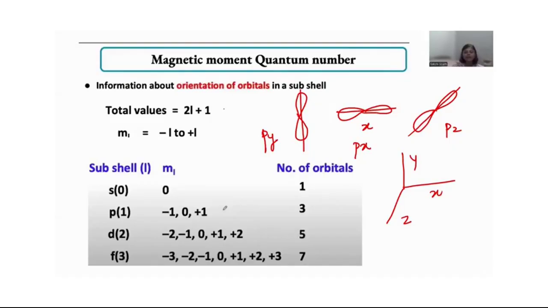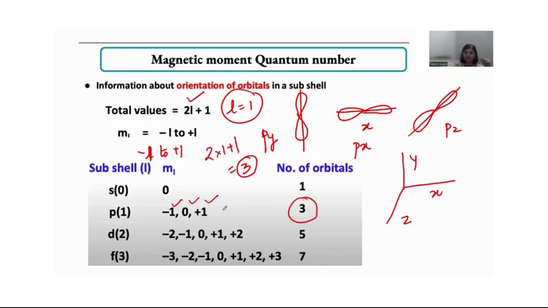And it also tells us about the number of orbitals. So let us say for p, I told you the l value is 1. Now this formula 2l plus 1 would tell me the total values. So 2 into 1 plus 1, that means I have 3 orientations. And what are these 3 orientations? It will be minus l to plus l, that is minus 1 to plus 1. So minus 1, 0 and plus 1. So the number of orbitals is 3, right?